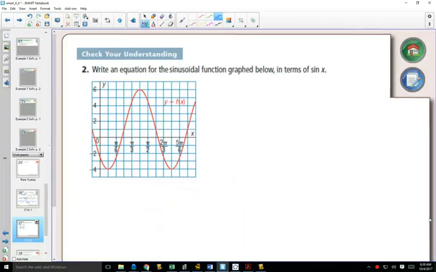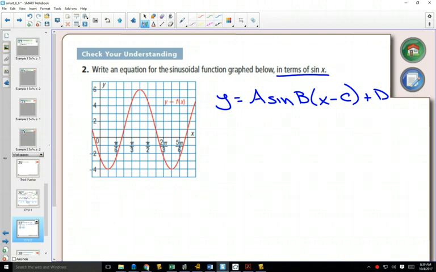In this question, we've got the graph and we want to write the function. It says in terms of sine x, so that means you need to find all of those values, a, b, c, and d, that would go in there. So we're going to think backwards with our DABC and say, what did each of those things stand for? And can we see that just by looking at the graph?